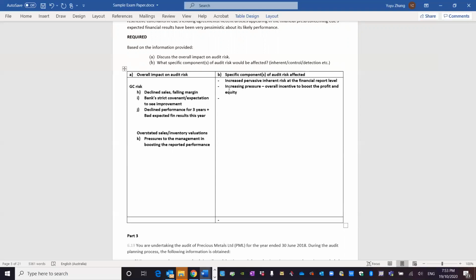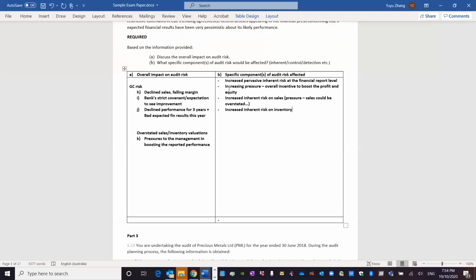For example, in particular, probably also increased inherent risk on sales. You could also see actually it's because of pressure. So sales could be overstated. With your own words. Also increased inherent risk on inventory.